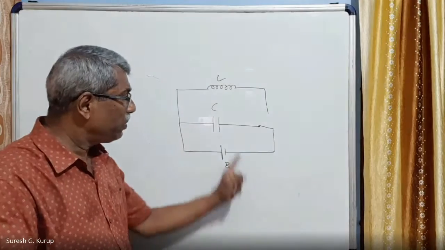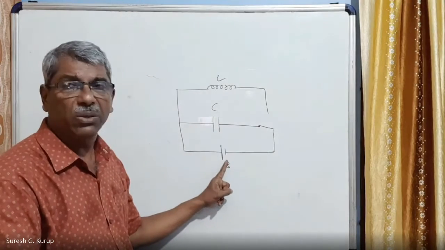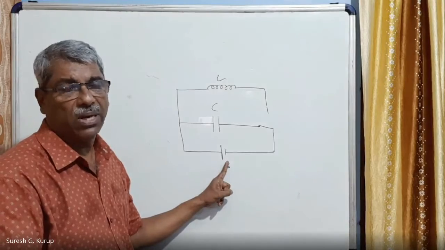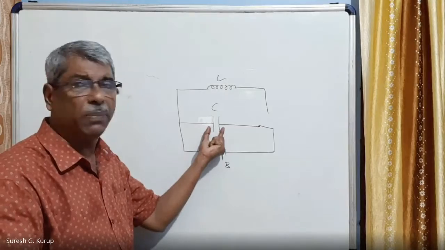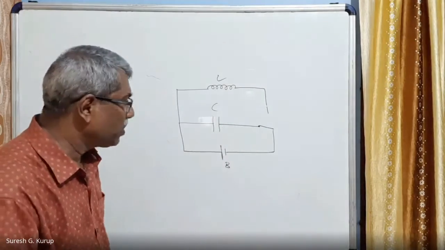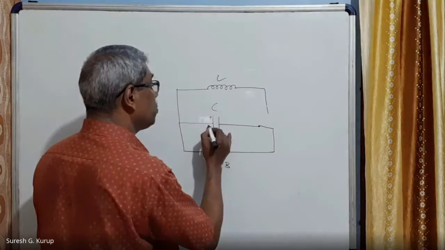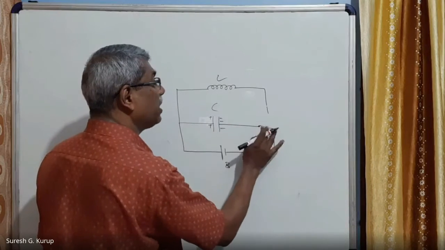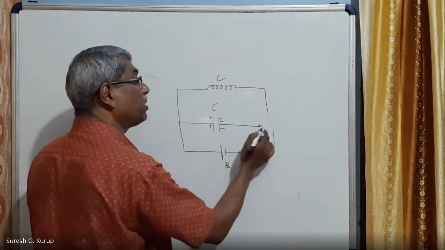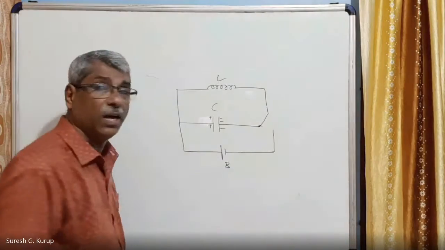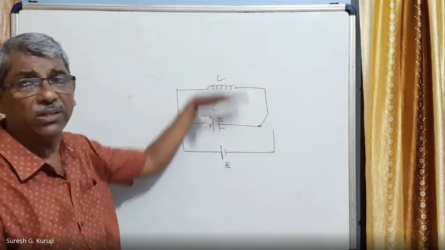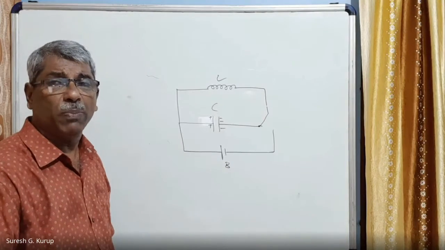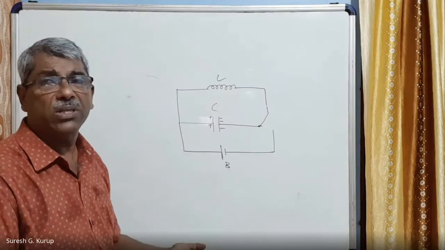First of all, what do you do? This capacitor is connected to the battery circuit. So within a very small instant of time, what do you see? The capacitor gets charged. Capacitor charged means this plate becomes positive and this plate becomes negative. Once the capacitor is charged, it is connected to the inductor. Now this is an LC oscillator circuit. So a parallel LC circuit is an oscillator circuit.